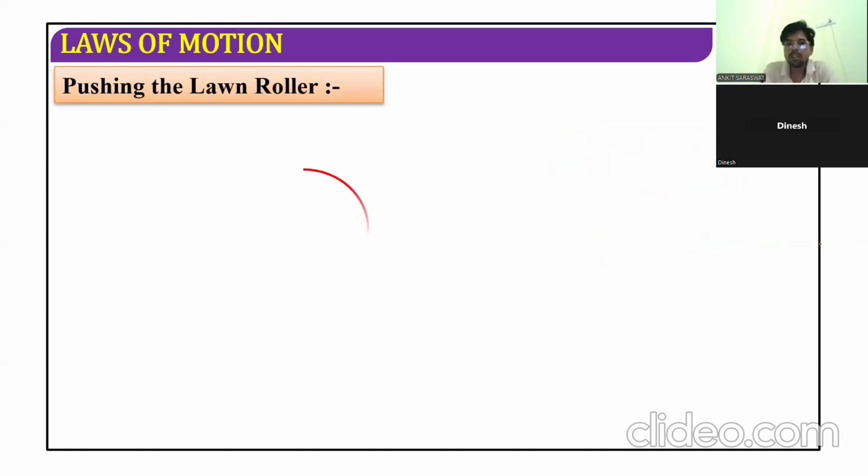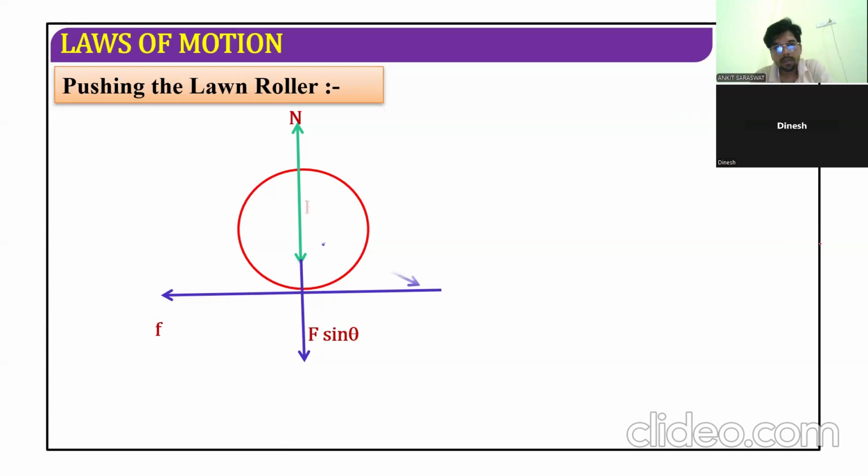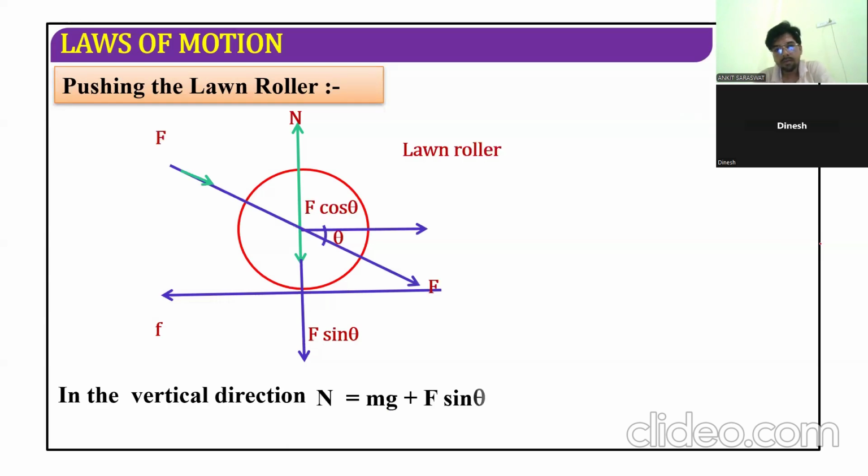Now, in case of pushing the lawn roller, you are pushing like this. You are pushing, so it is plus. Pulling means like this. Clear? The lawn roller is like this.